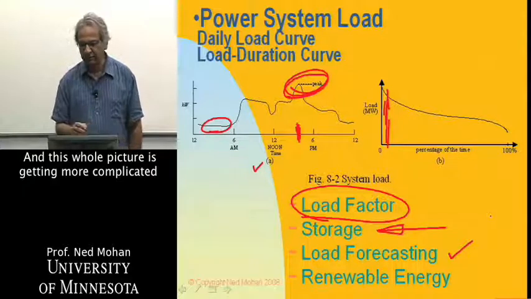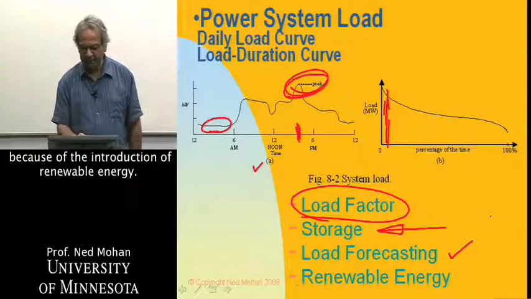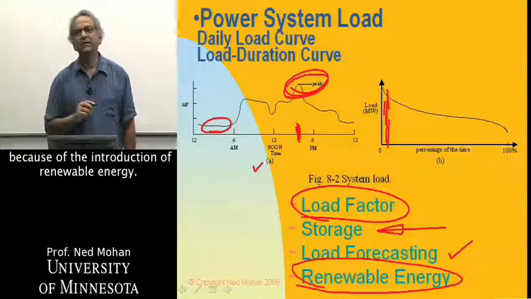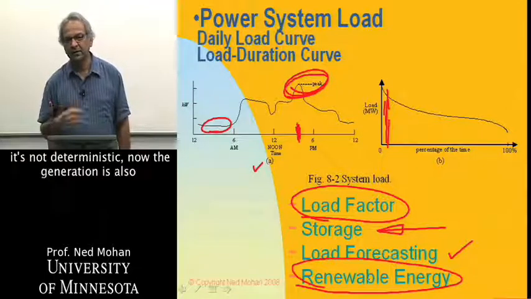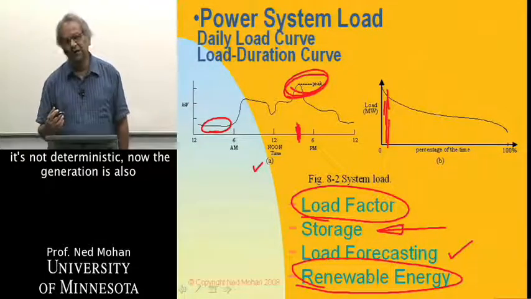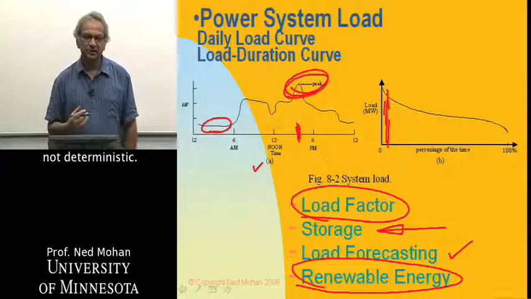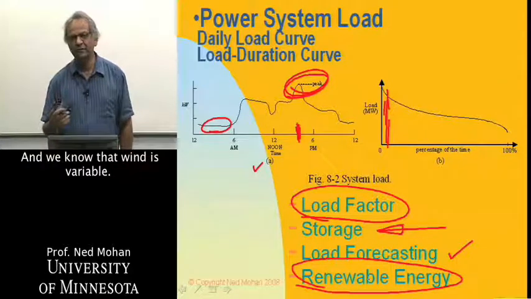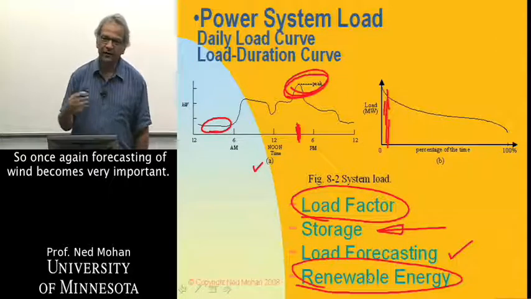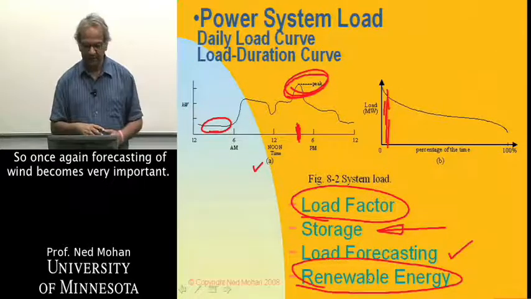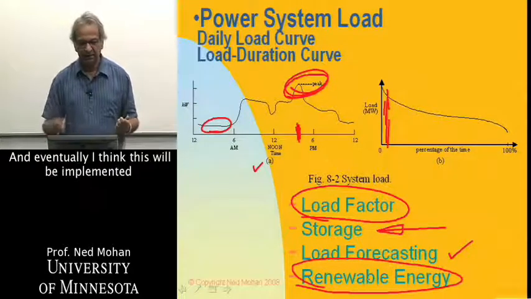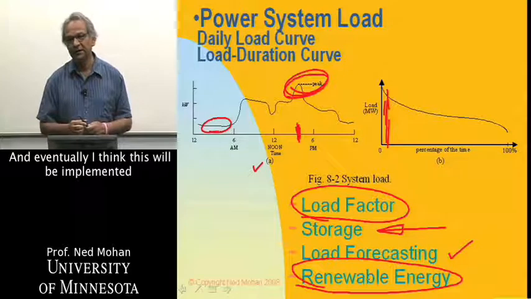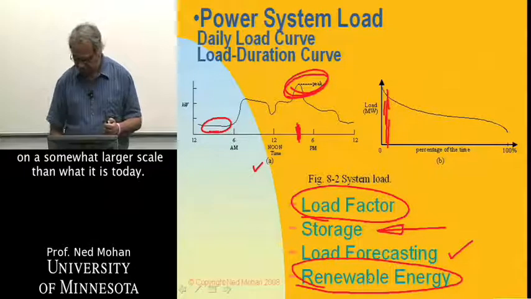And this whole picture is getting more complicated because of the introduction of renewable energy. Because not only is the load stochastic, unpredictable, not deterministic, now the generation is also not deterministic. For example, generation by wind, and we know that wind is variable. So once again, forecasting of wind becomes very important. And it also increases the importance of storage in the system. And eventually, I think this will be implemented on a somewhat larger scale than it is today.